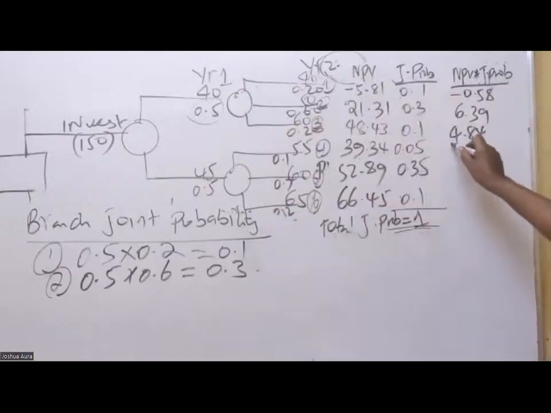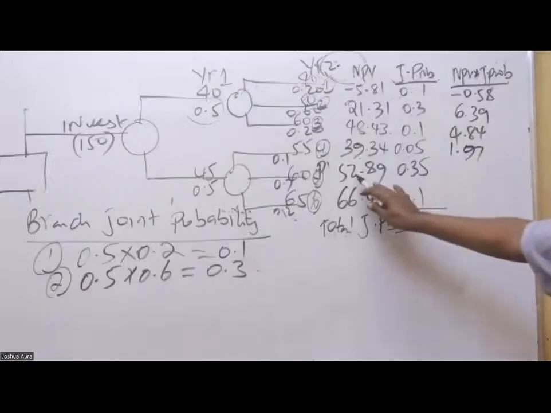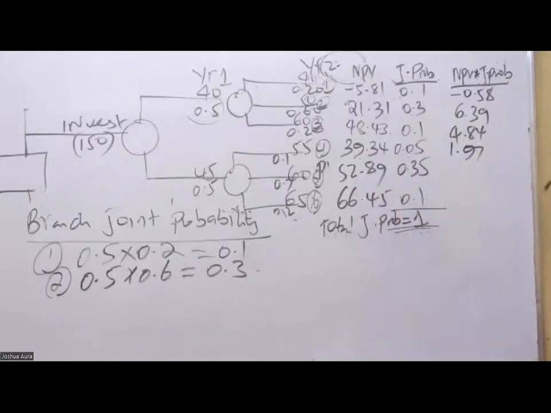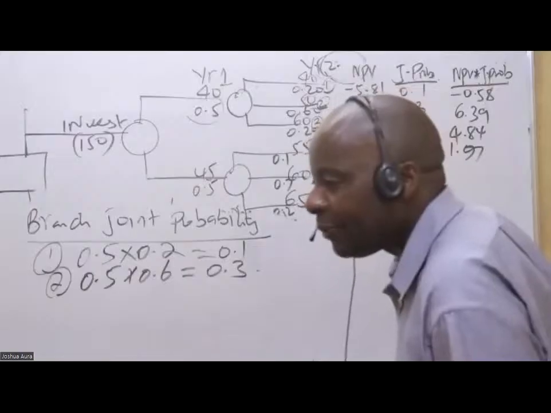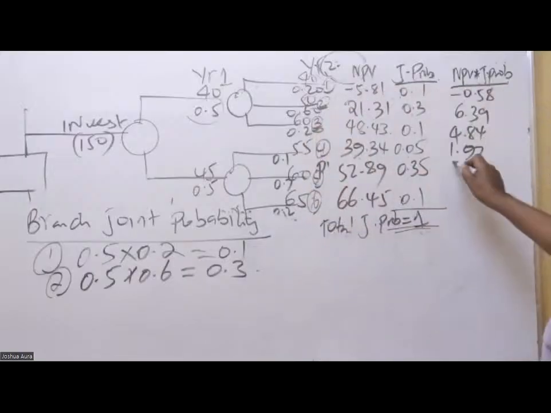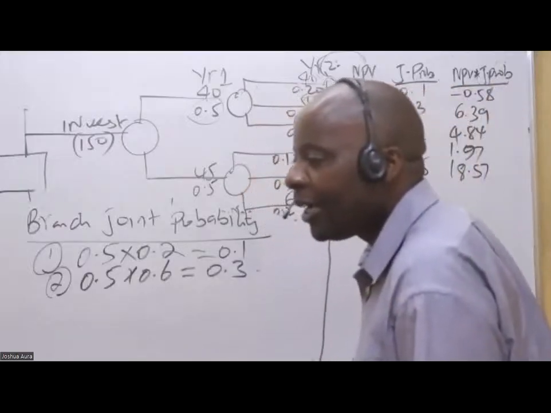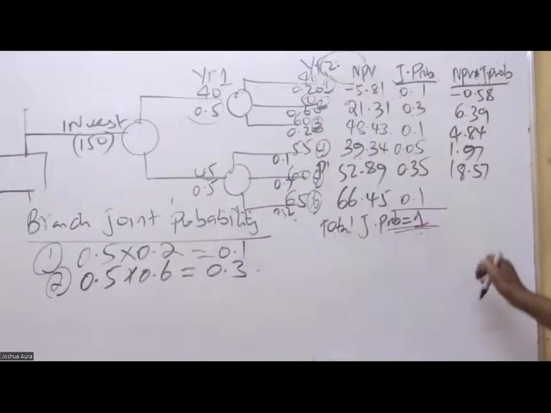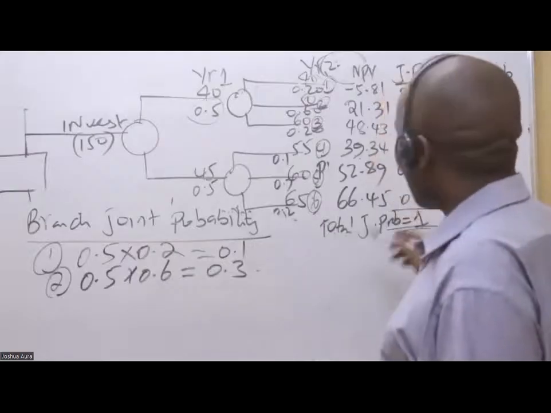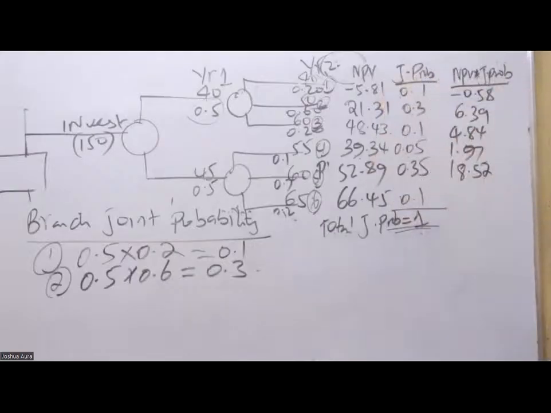1.97, 1.97, 1.97, and then this gives me what figure? 18.52. Brenda? 18.5. 18.52. I'm being given a figure of 18.52. Is this figure correct, really? They're saying no, it should be 18.51.